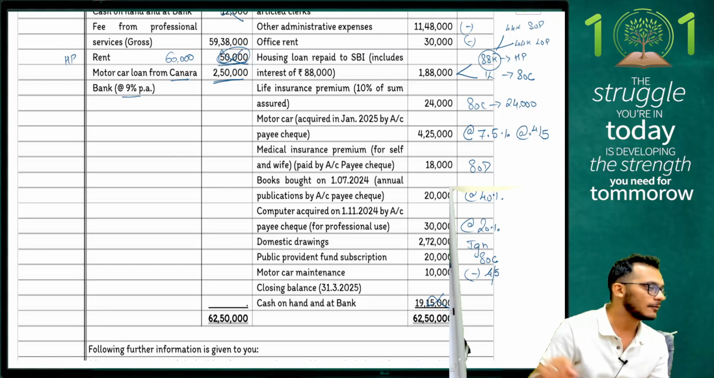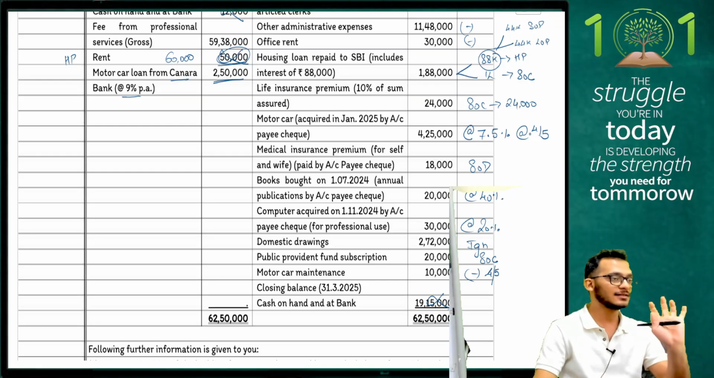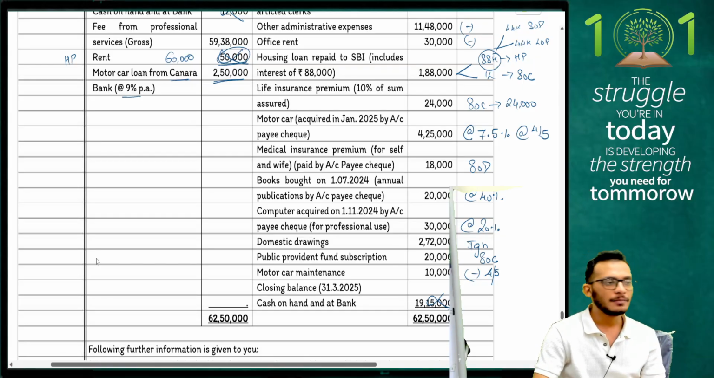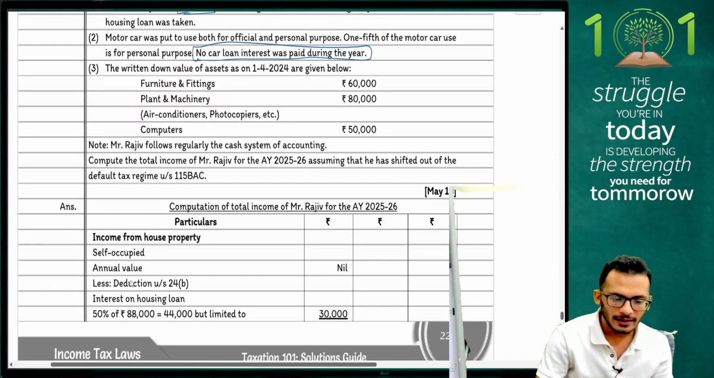Yes or no? Be very, very careful on this adjustment, people. This is one very commonly tested adjustment in exam. ICAI loves motor car and they will make it personal in nature. Clear? Yes. Next, what am I looking at?